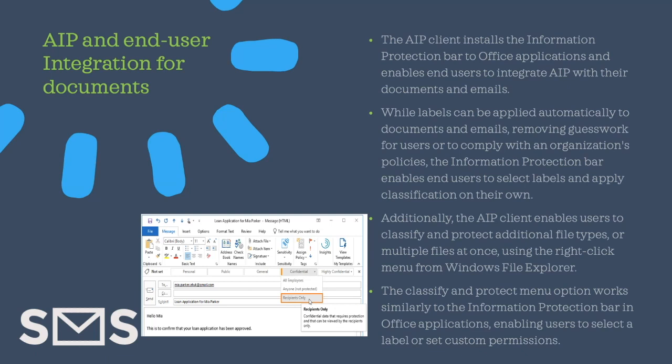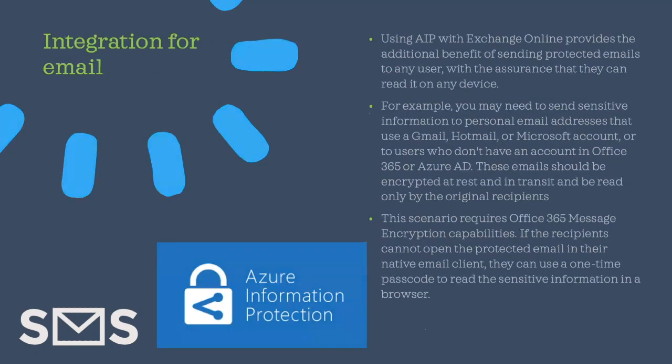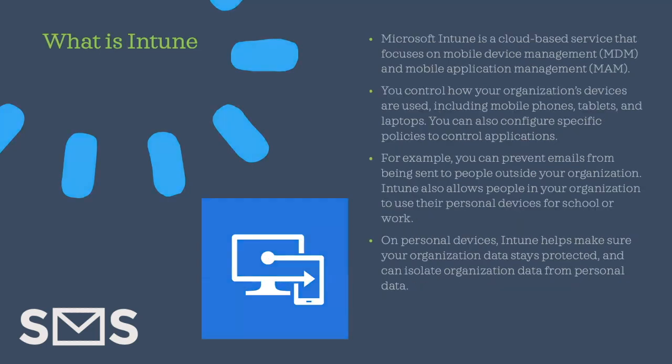Yeah. Brilliant. And another word that's bandied around quite a lot in this stack is the product Intune. Perhaps you could explain what Intune is and how that fits into the AIP stack. Okay, so Intune is another cloud-based service with two key elements. It has mobile device management and mobile application management. These two make up Intune effectively.